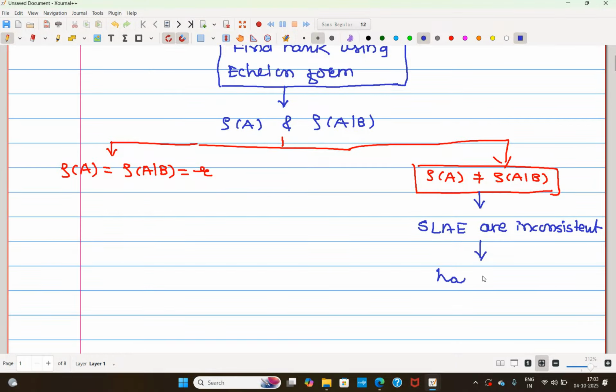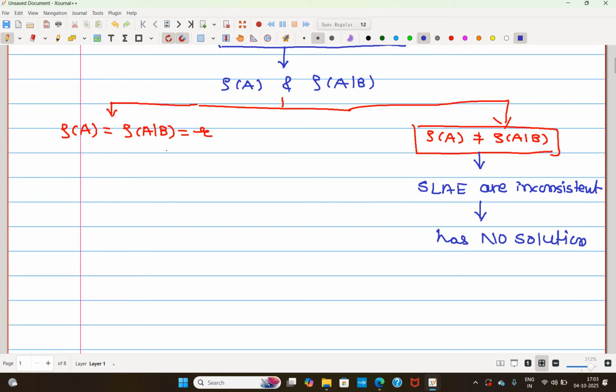Means has no solution. So that's our conclusion. But if both ranks are equal, again here we are having two options. Number one, this rank, which we are saying as R, is equal to n. What is n? Number of variables.